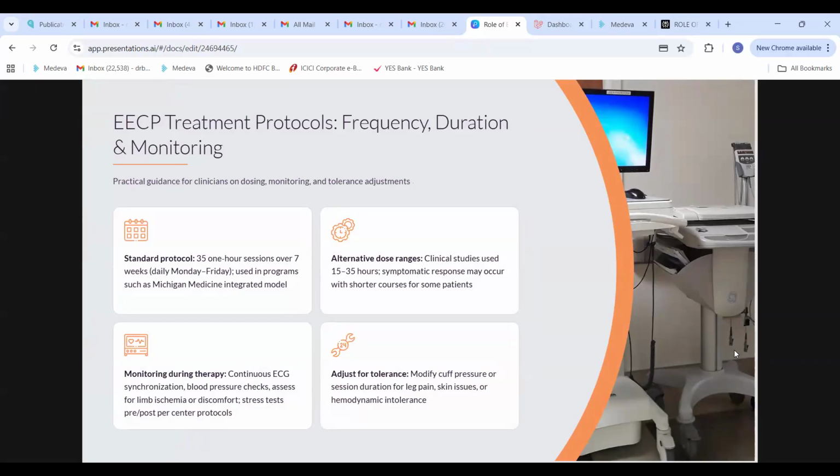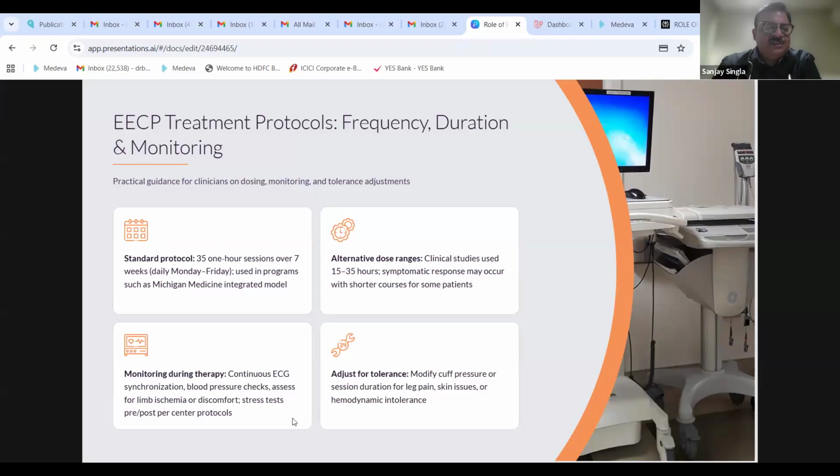Drug therapy, we should always monitor drug therapy. ECG circulation has to be seen at every outset. Whenever the patient comes to us, we should always see his blood pressure and heart rate before starting the EECP. We have to assess the patient's limb ischemia or discomfort.